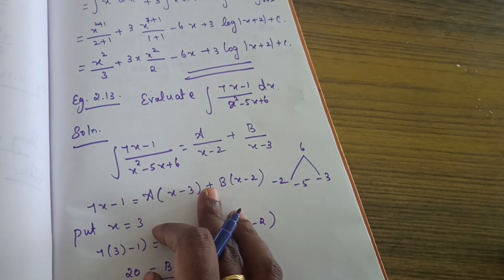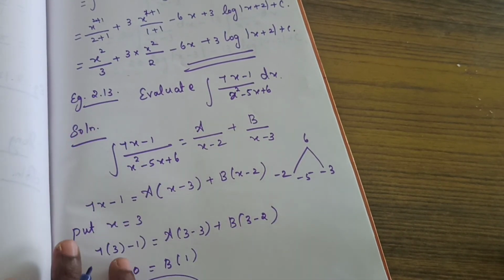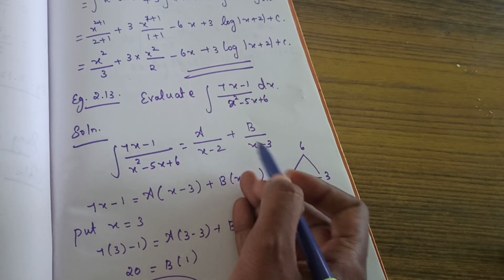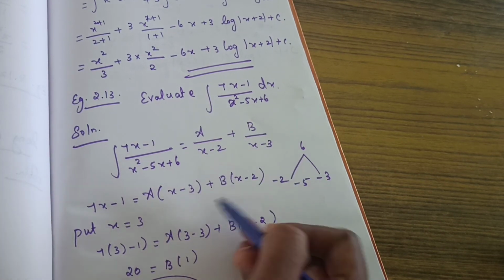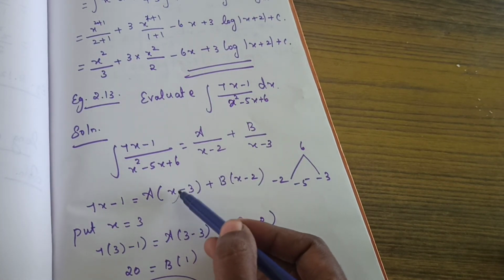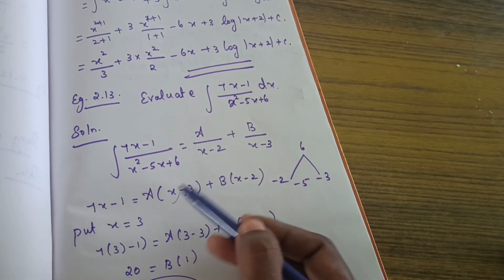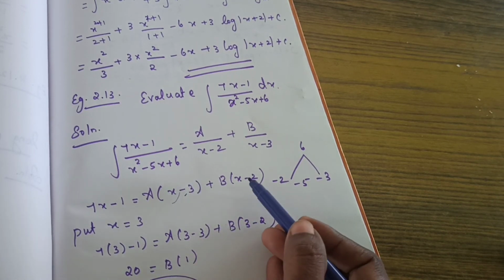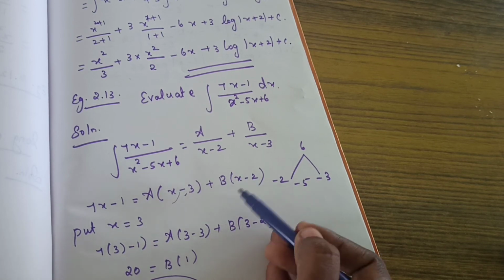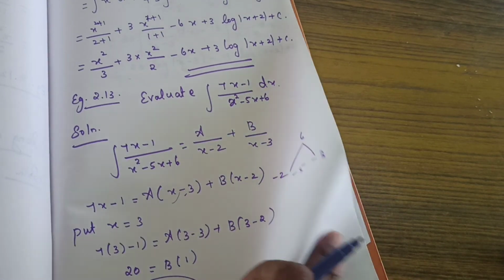you have learned this elaborately in the last year. Because of that I skipped many steps here. So A into x minus 3 plus B into x minus 2. Then you need to make any one of them 0. If I put x equal to 3 here, it will become 0, and from that you will get the B value. Then if you substitute x as 2, the B term becomes 0, and from that you will get the A value.